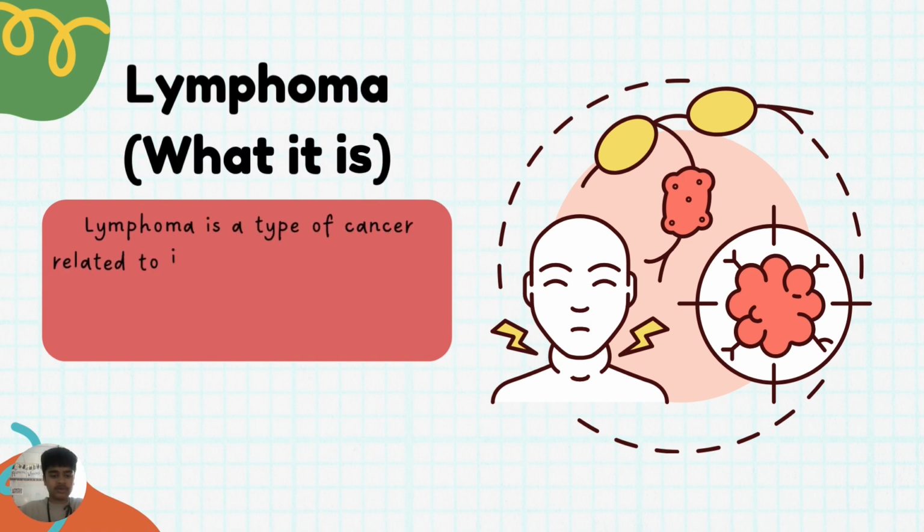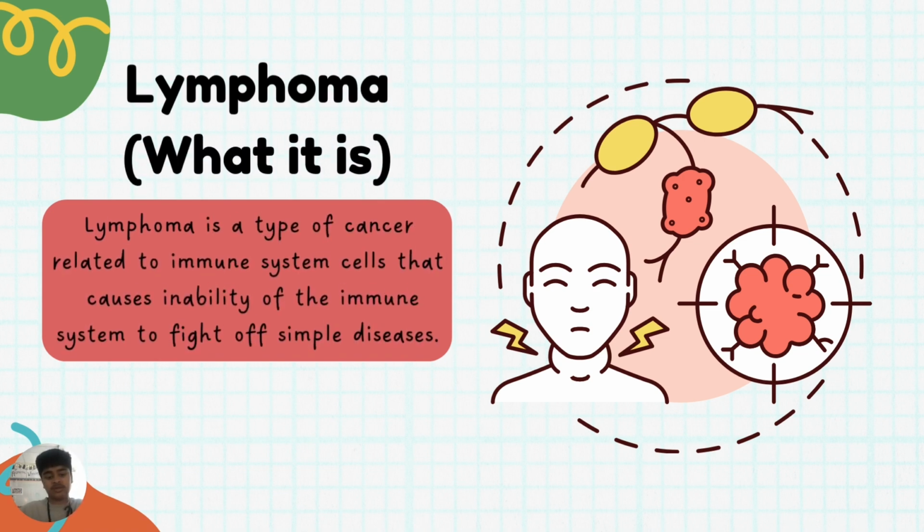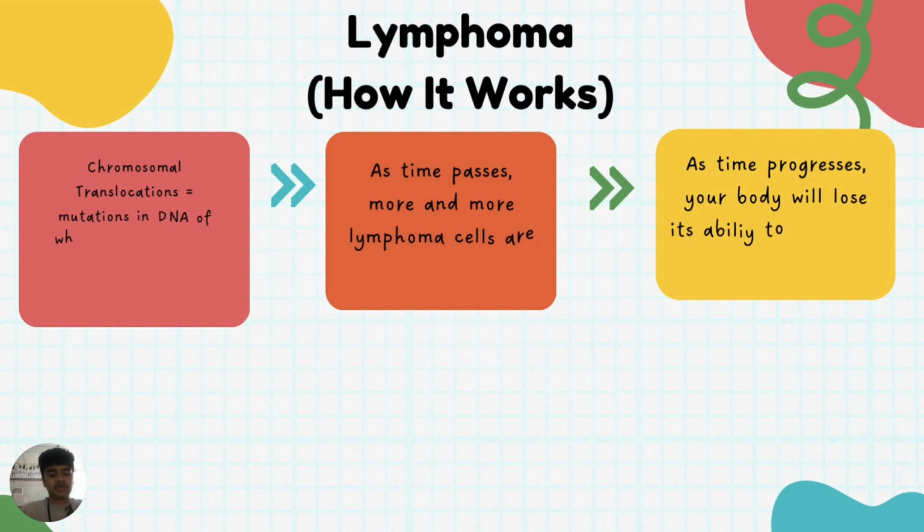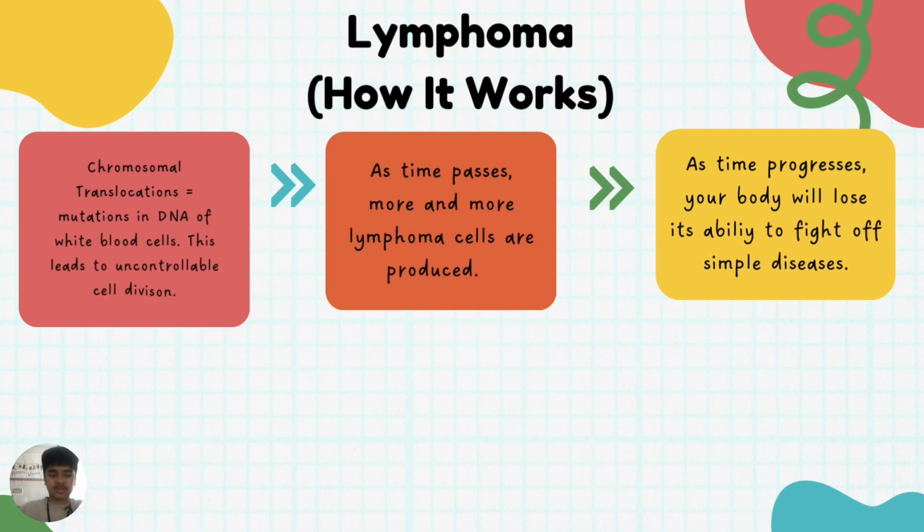Lymphoma is a type of blood cancer related to immune system cells that causes an inability of the immune system to fight off simple diseases. So, here's how it works. First, chromosomal translocations create mutations in the DNA of white blood cells. This leads to uncontrollable cell division. As time passes, more and more lymphoma cells are made, and as more time goes on, your body will lose the ability to fight off simple diseases.